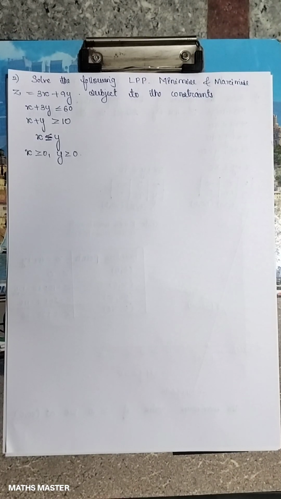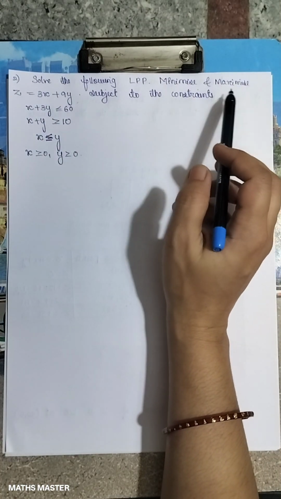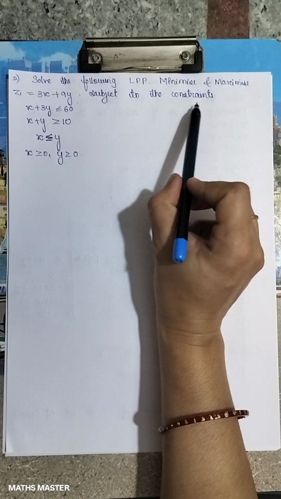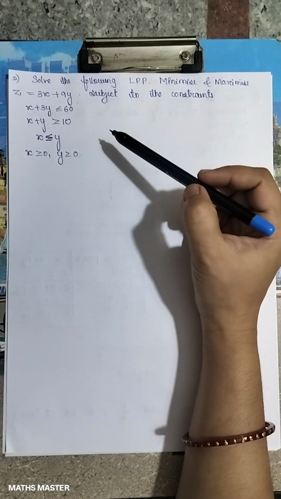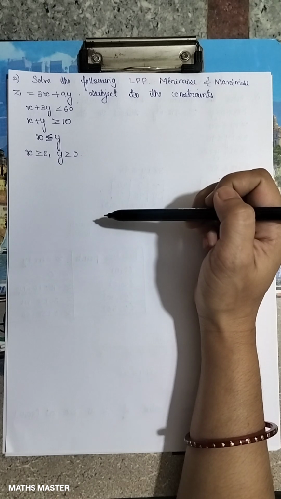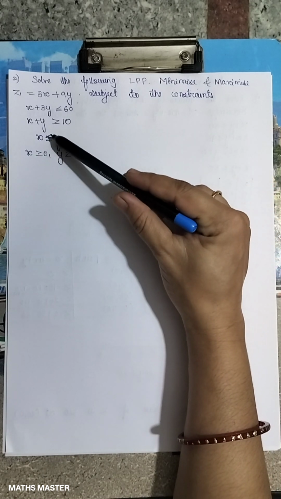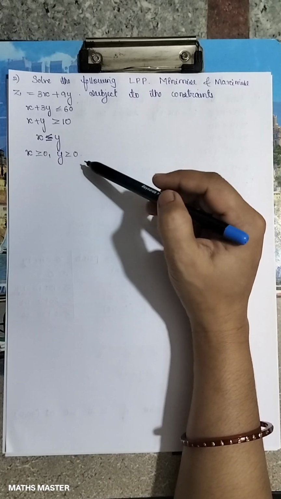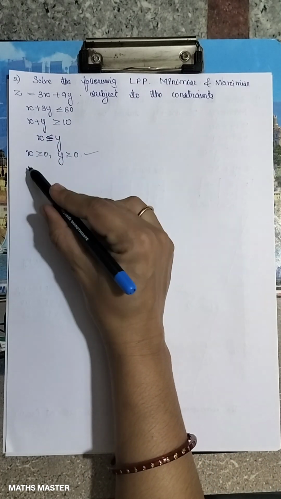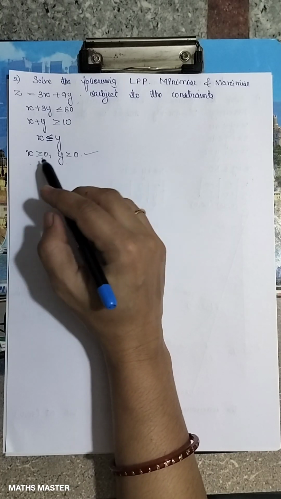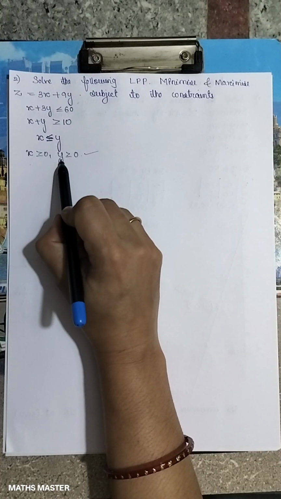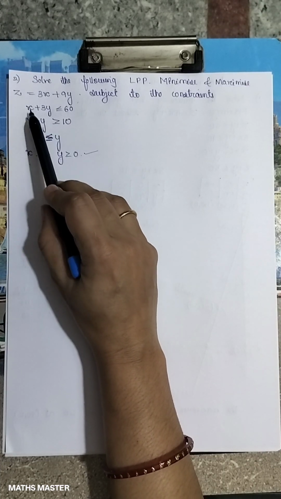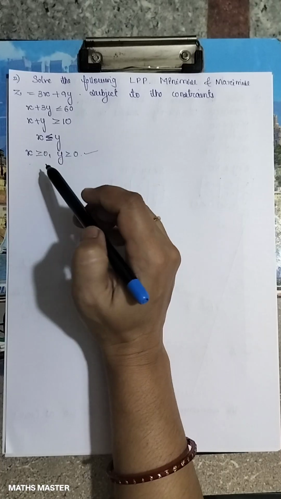Next problem: solve the following LPP, minimize and maximize z is equal to 3x plus 9y subject to the constraints x plus 3y less than or equal to 60, x plus y greater than or equal to 10, x is less than or equal to y, x is greater than or equal to 0, y is greater than or equal to 0. The meaning of this is the solution lies in the first quadrant, because both x and y will be greater than or equal to 0 in the first quadrant. So now we have to consider a table for these 3 constraints.